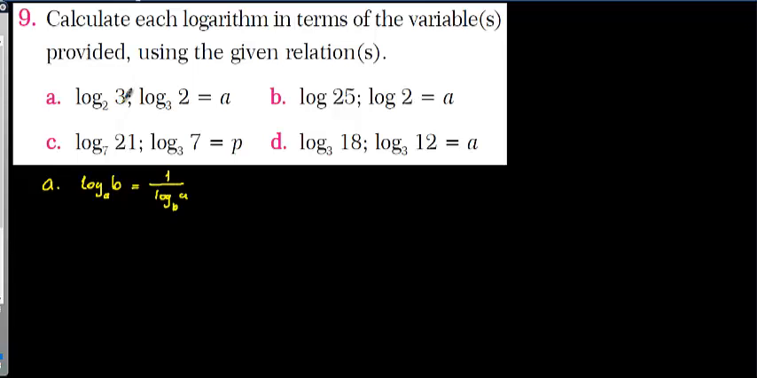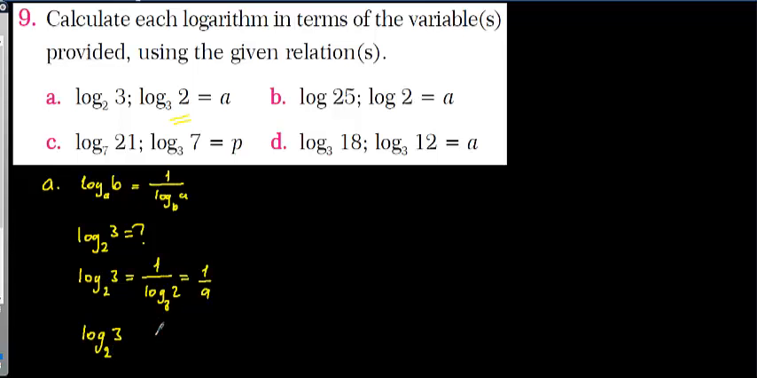Here I recognize that 2 and 3, 3 and 2, the argument and the base, have been swapped. This is the argument, this is the base. So if the question is logarithm base 2 of 3 is equal to what? It is going to be equal to 1 over logarithm base 3 of 2. In the question, logarithm base 3 of 2 is given as a, so logarithm base 2 of 3 is going to be equal to 1 over a.